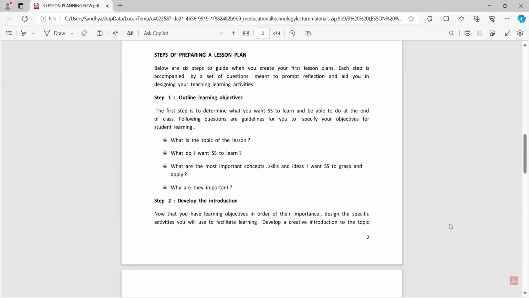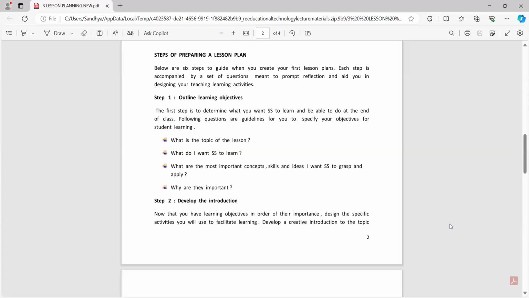So you have to write lesson objectives. They will be able to name the life cycle of the butterfly. They will be able to define the various stages of the life cycle of the butterfly. Like that, you have to put what the students will be able to do at the end of the lesson. That we call learning objectives. That is what I said, I'm going to discuss Bloom's taxonomy. What is it?